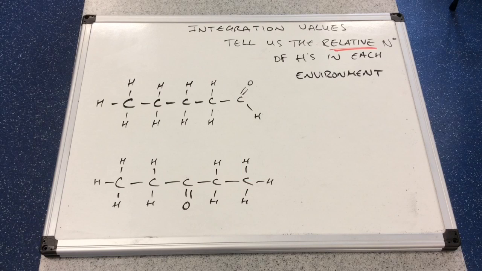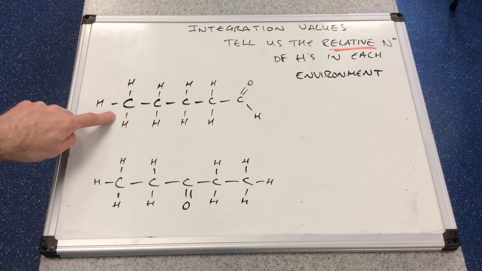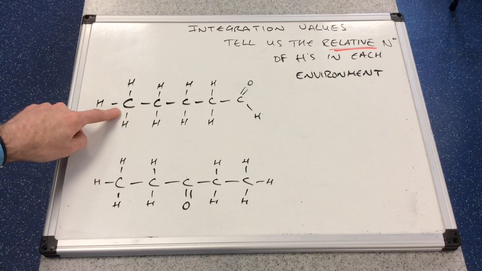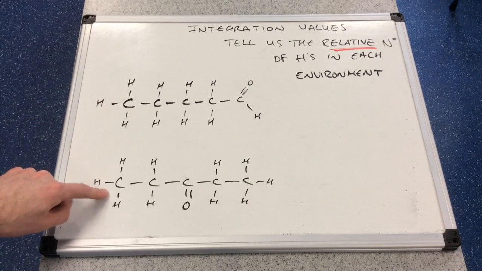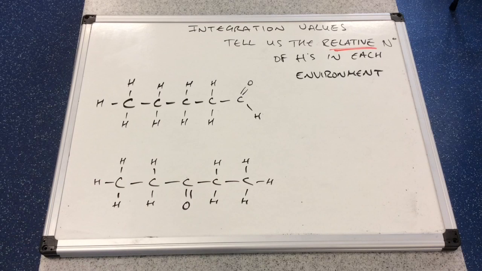So if you want to have a look at these two compounds, we've got 5 carbons in each. This is an aldehyde, so this is pentanal, and this is the ketone, one of the ketones with 5 carbons, and this is pentan-3-one. So ask yourself, how many environments have I got for the hydrogens, and what would be the relative peak areas or the integration values for each peak?